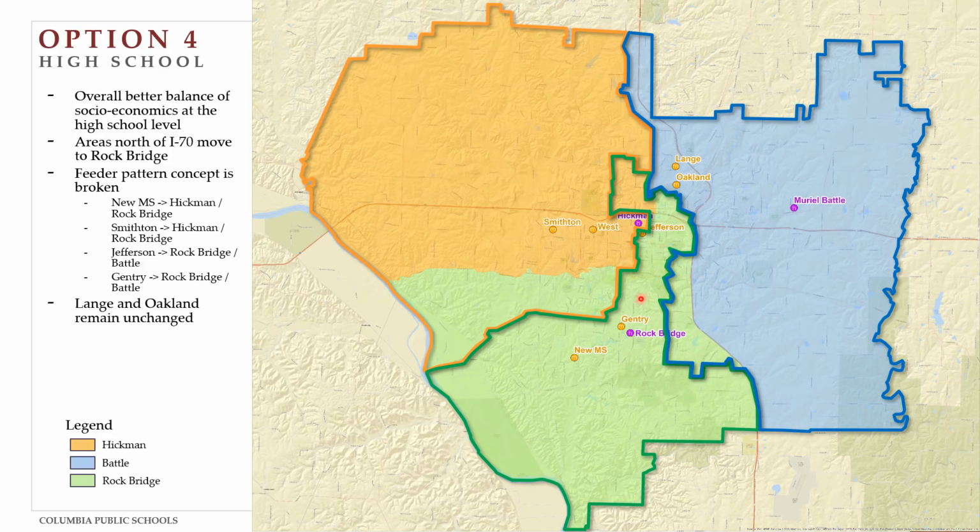We do kind of have this large area that we would maintain as part of the existing Rockbridge boundary, but we'd also take in some areas from Smithton up here. So we'll fade back the color. And so these areas would move from Smithton to Rockbridge. These areas would actually move from Rockbridge to Battle. And then this area over here towards the west would move from Rockbridge to Hickman.